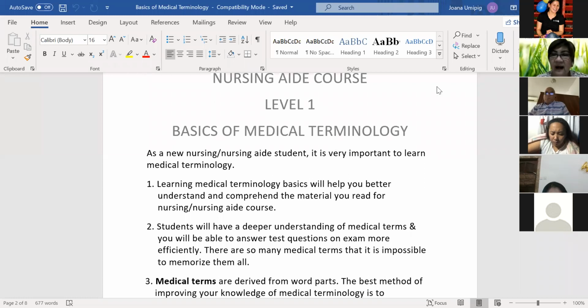Ano ba ang kailangan nating pag-aralan regarding dun sa medical terminology? As I said before, dito sa pinag-usapan natin, yung mga basic, the medical terminologies is the language of medicine. So lahat ng pag-uusapan natin is about yung terms, names. Yun yung tinatawag natin na language of medicine. So as a new nursing aide student, it is very important to learn medical terminology.